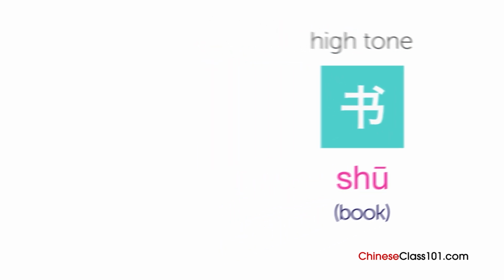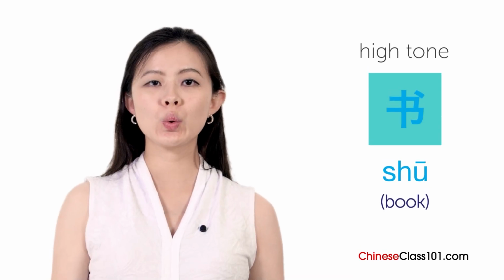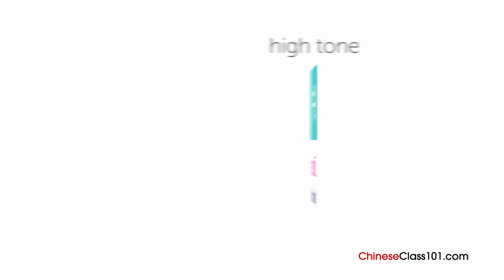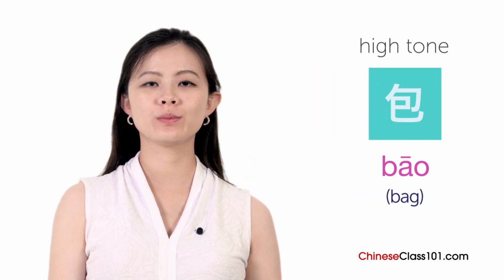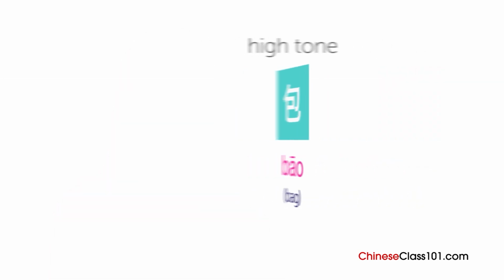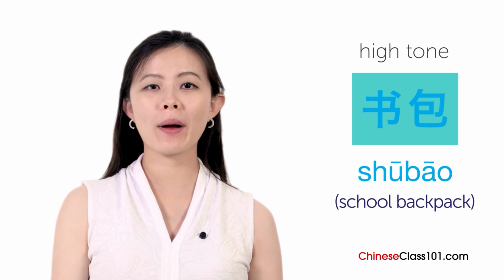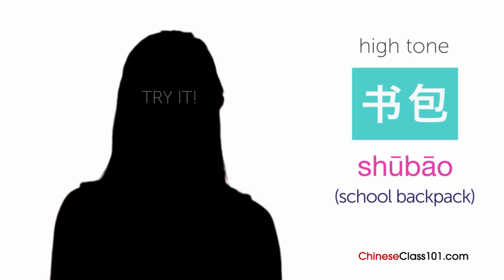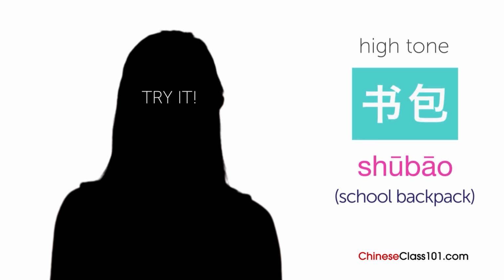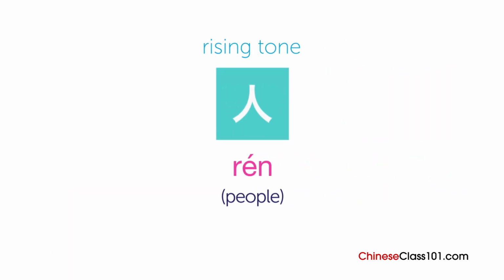It sounds like this. 书包. It's pronounced high and steady, and the pitch should be kept at the highest range that's comfortable for you. The key point here is to keep it even across the whole syllable. 书包. Now you try. 书包.